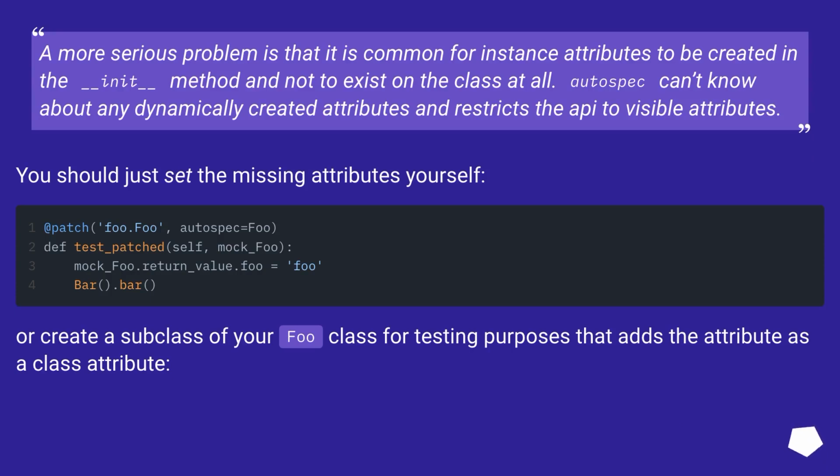A more serious problem is that it is common for instance attributes to be created in the __init__ method and not to exist on the class at all. Autospec can't know about any dynamically created attributes and restricts the API to visible attributes. You should just set the missing attributes yourself. Or create a subclass of your Foo class for testing purposes that adds the attribute as a class attribute.